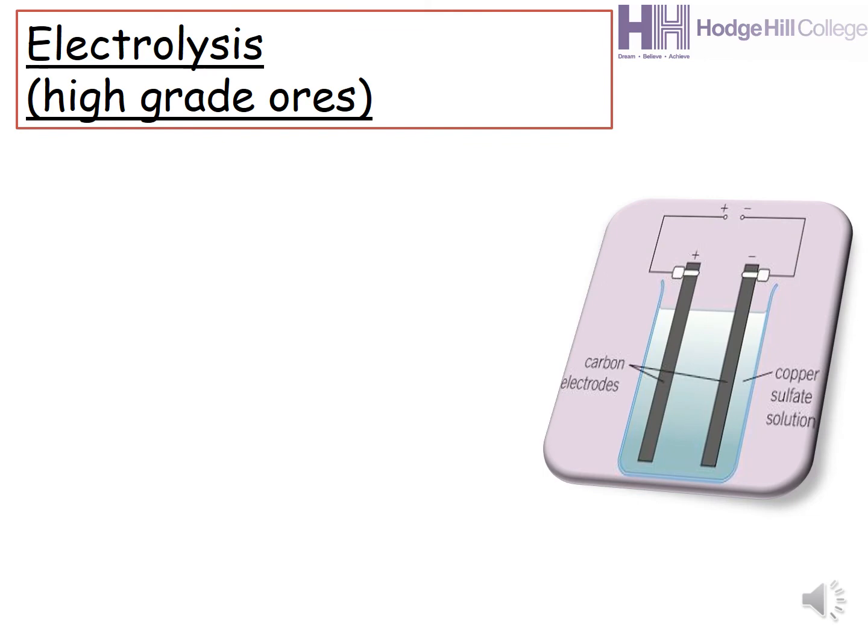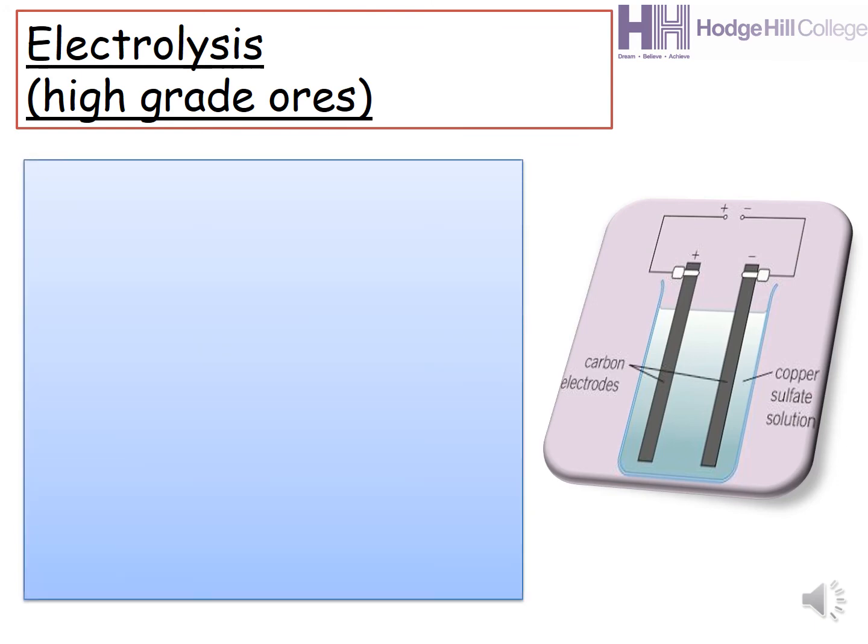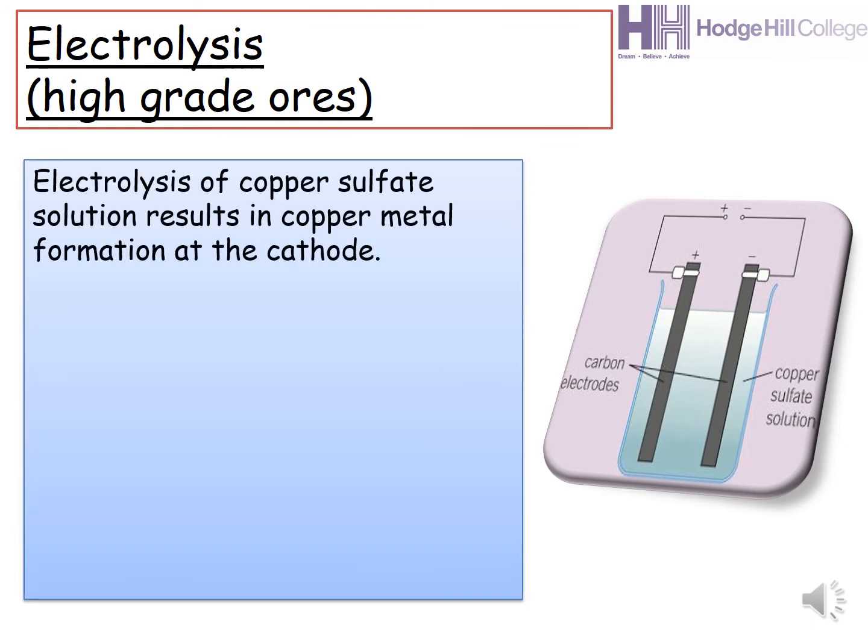As was said earlier, we can use electrolysis to extract all the metals from their ores. However, because it requires a lot of energy, only the very reactive metals, the ones above carbon in the reactivity series, we'll use this process for. However, when we want to purify copper, for example, to obtain pure copper from a solution of copper sulfate, we can use this method. Now, describe what you think electrolysis is.